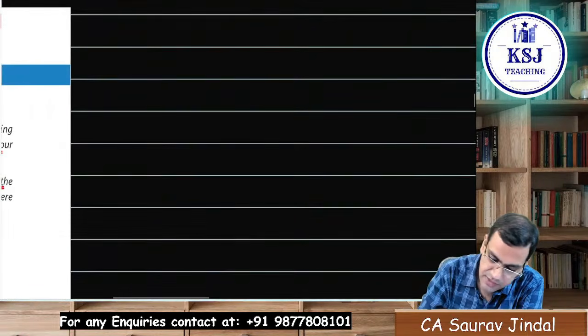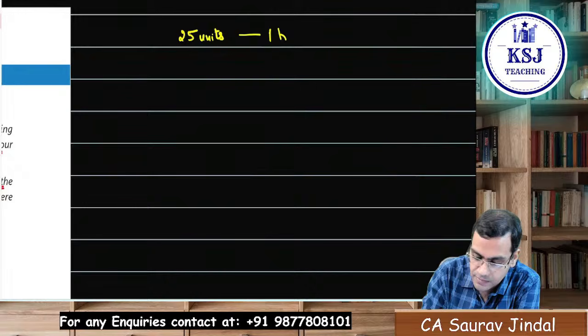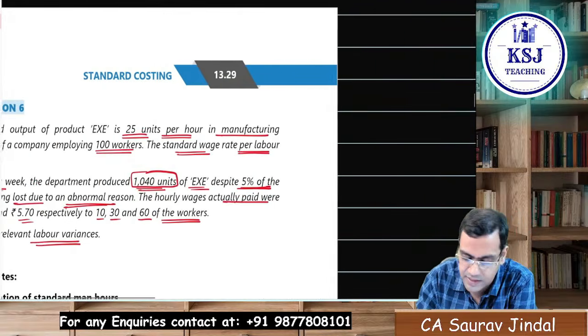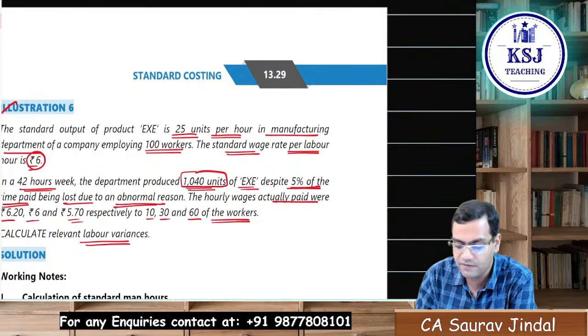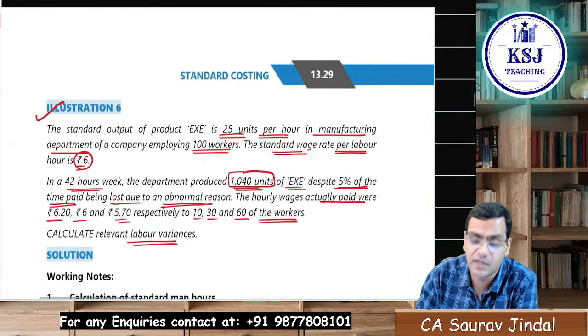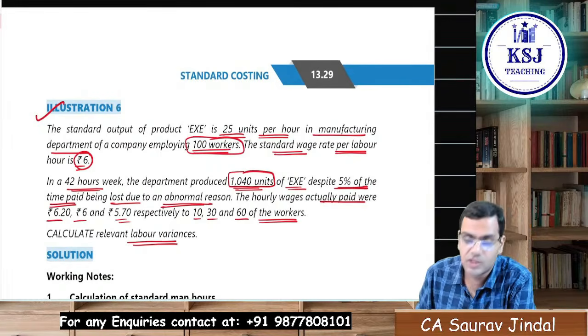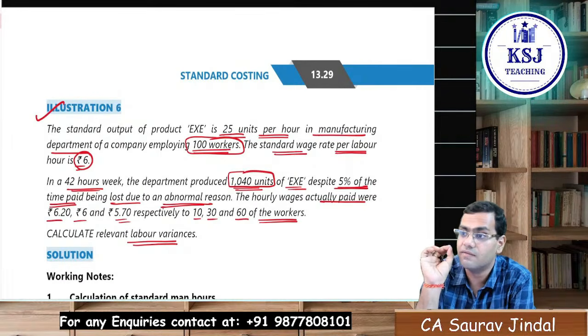Now, how you can find out, sir? If you say, sir, 25 units are being manufactured in 1 hour, or let's take it in other ways. I won't explain it in this way, then you will get confused. Sir, these 25 units are being manufactured by how many workers? 100 workers, sir. Isn't it? So that means 100 workers are working for 1 hour.